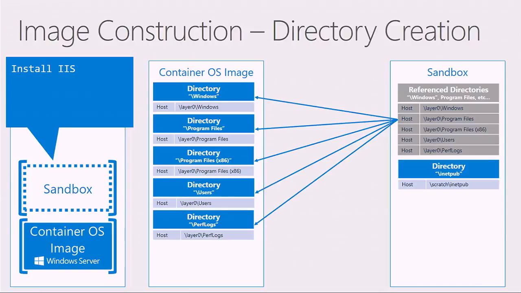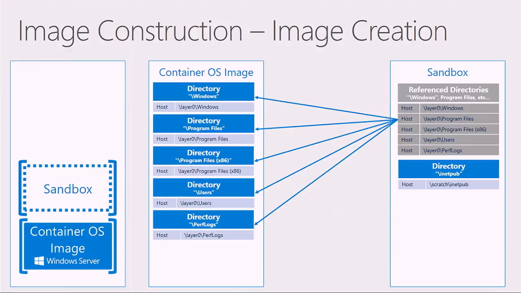Now, when we do something like, in this case, we're going to say, well, we're installing IIS. One of the things that installing IIS does is it creates the inetpub directory. That inetpub directory is a real directory, and it lives in the sandbox. It's a real thing that's living in this sandbox. Now, the rest of the files don't live in the sandbox. They are just kind of figments of our imagination. They're pointers to those real files.